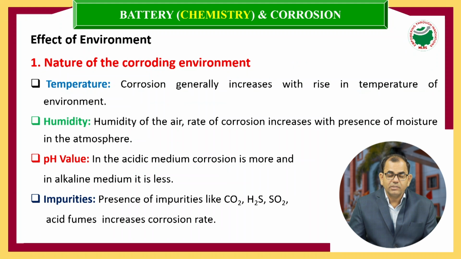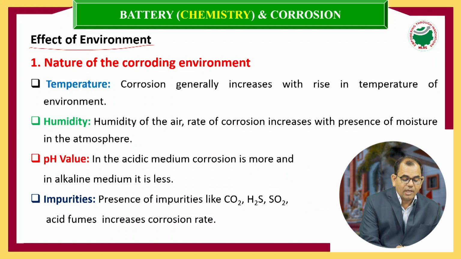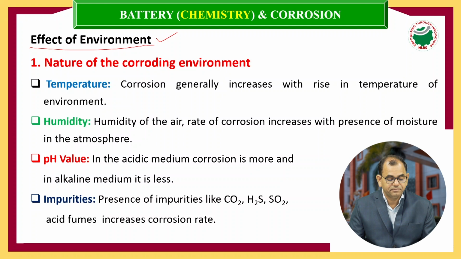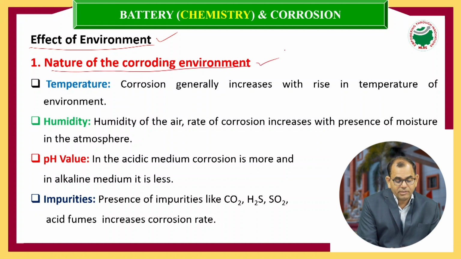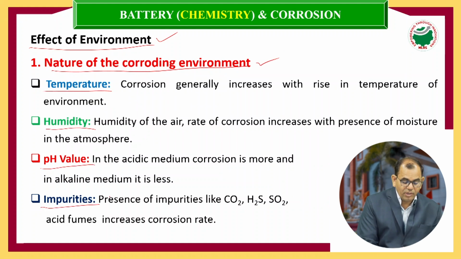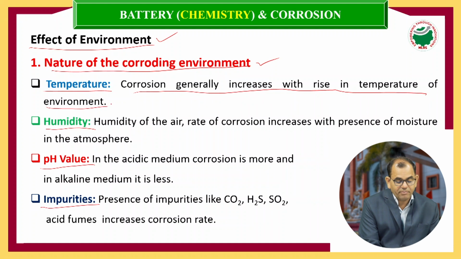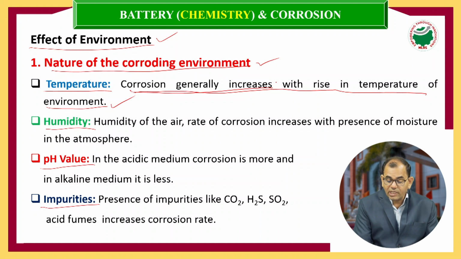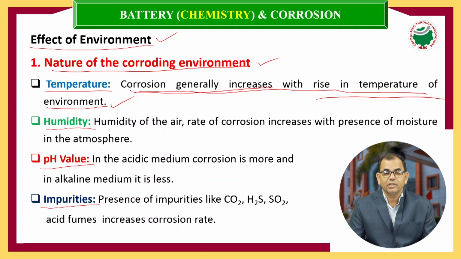we can see, okay, that is about the nature of the metals, the factors which influence corrosion, which come under the nature of the metal. Now, the second category of factors affecting corrosion is the effect of environment or environmental factors. Nature of corroding environment, in this again there are several categories: temperature, humidity, pH value, impurities. Now, corrosion generally increases with rise in the temperature of the environment. See, corrosion generally increases with the increase of temperature in the atmosphere. That means the more the atmospheric temperature, the more the corrosion rate.